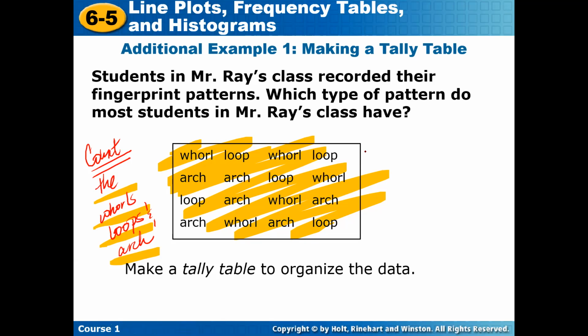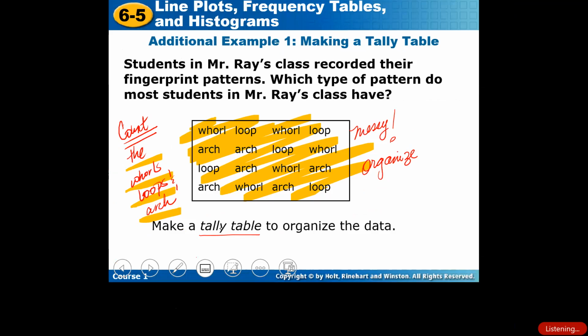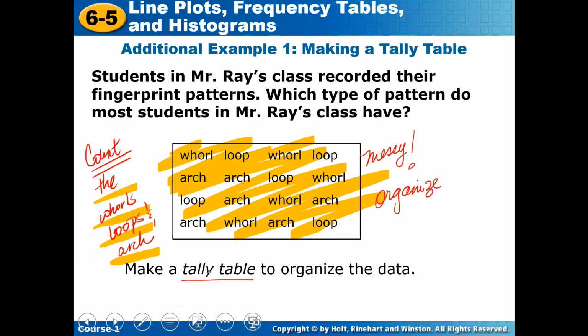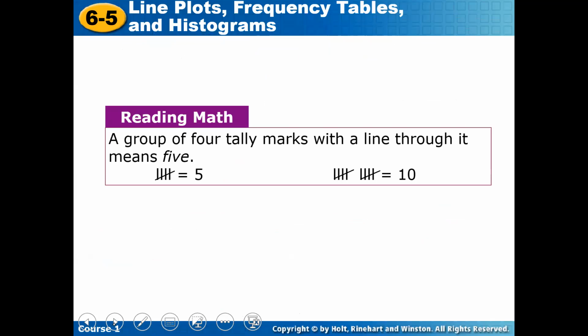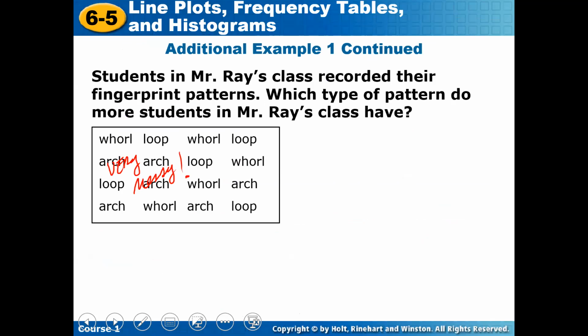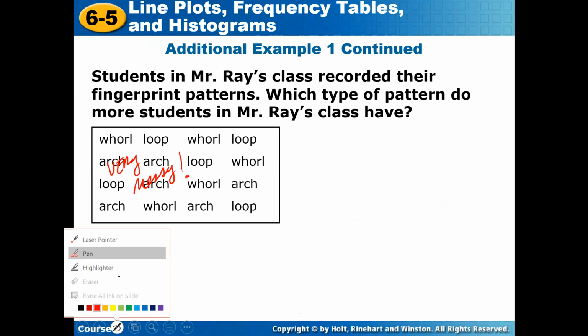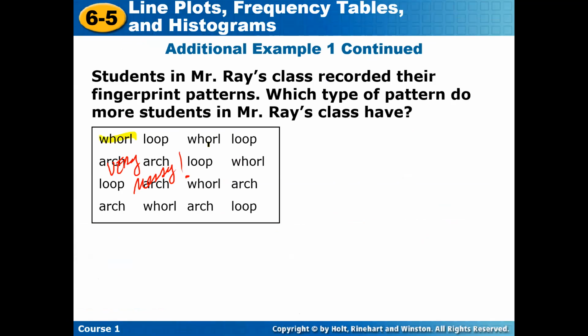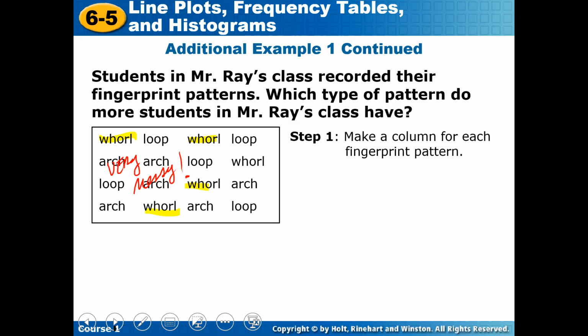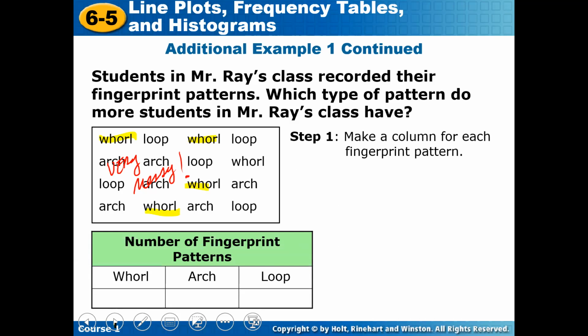So this is really, really messy. If I want to go ahead and organize this so it looks better, you should really make a table to organize that data. And one way of doing that is just counting them. So I'm going to go ahead and take a look. How many whorls do I have? 1, 2, 3, 4. So under whorl, I will go ahead and put down 4.